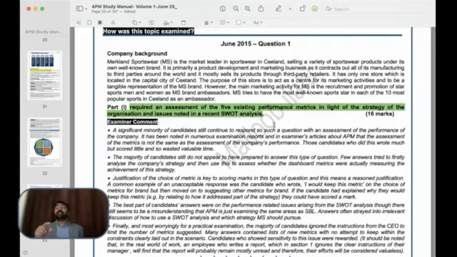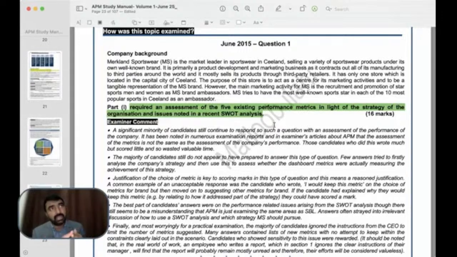Okay, and then you are required to assess those measures in the context of the strategy of the organization and issues noted in recent SWOT analysis. It means you are given a SWOT analysis already. Please listen. You are given a SWOT analysis already performed. Means a SWOT analysis is provided in the question. You have to consider those strengths, weaknesses, opportunities, and threats in your discussions.